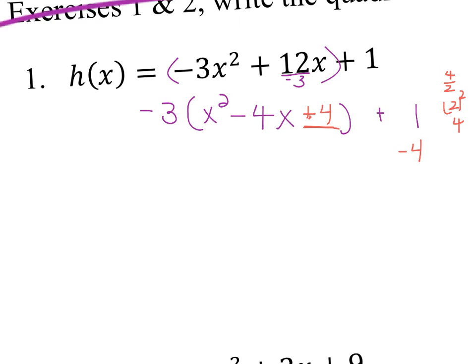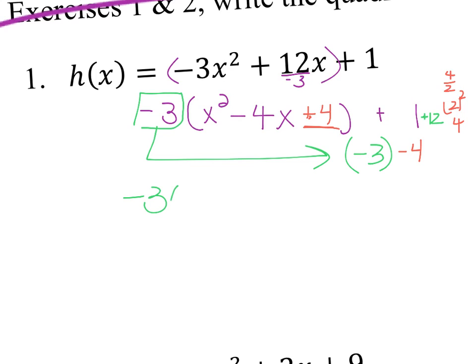Before I combine that negative 4 with the 1, normally I just subtract the 1 minus the 4. But if I've taken something outside the parentheses, in this case negative 3, I have to multiply it by the negative 4 first before I combine it with that 1. So negative 3 times negative 4 means I'm actually going to add 12 to the 1. So I have negative 3x squared minus 4x plus 4. And then 1 plus 12 is 13.